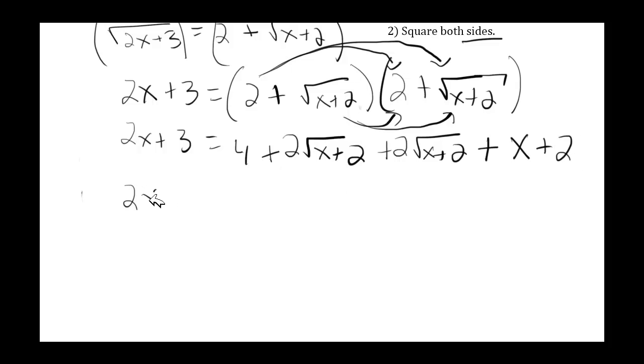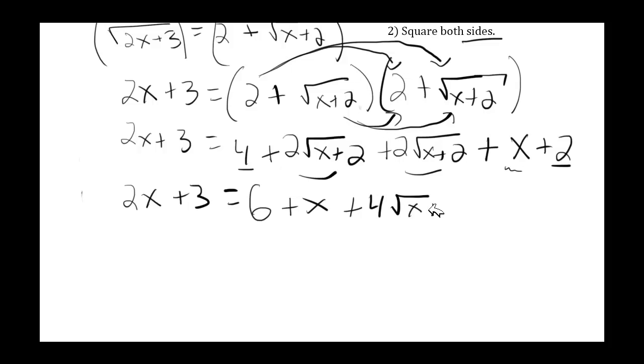Remember, after you distribute, always look out for like terms. So let's see, we got a 2 and a 4 and a 2, which is 6. You have an x term here, and these are like terms. So remember, when you're adding like radicals, and these are same roots, same inside, you add the coefficients. So plus 4 root x plus 2. Okay, and now we've taken a two radical question and turned it into one radical. Alright, next step.